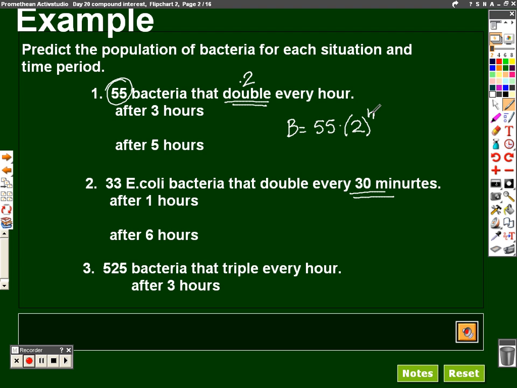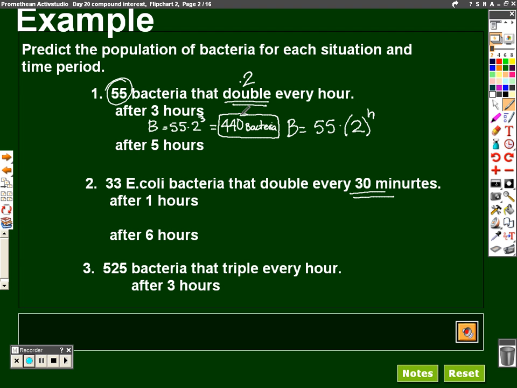After 3 hours, well, I'm going to plug in 3. So 55 times 2 to the third power is going to give me the number of bacteria. Now I need to do my power first. 2 to the third power is 8, and 8 times 55 is 440 bacteria. So after 3 hours, there are 440 bacteria. Now I need to write that bacteria because, am I talking about 440 hours? I need to make sure that it's clear what I am talking about.